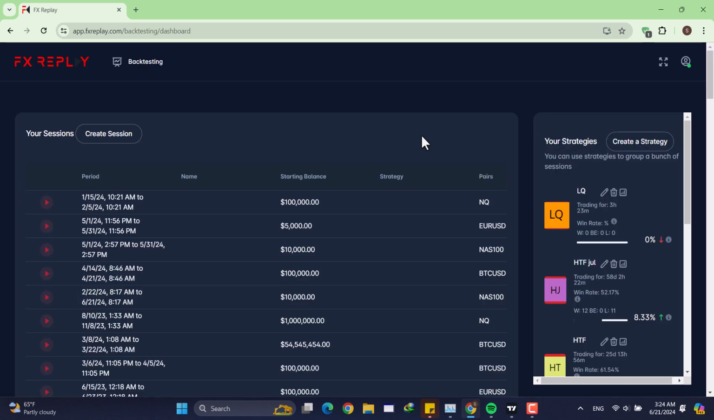Honestly, Bitcoin is one of the best instruments to trade due to the high volatility, or you can just use it to tape read. It moves fast and it provides some really nice price action. So let's create our session in FX Replay.